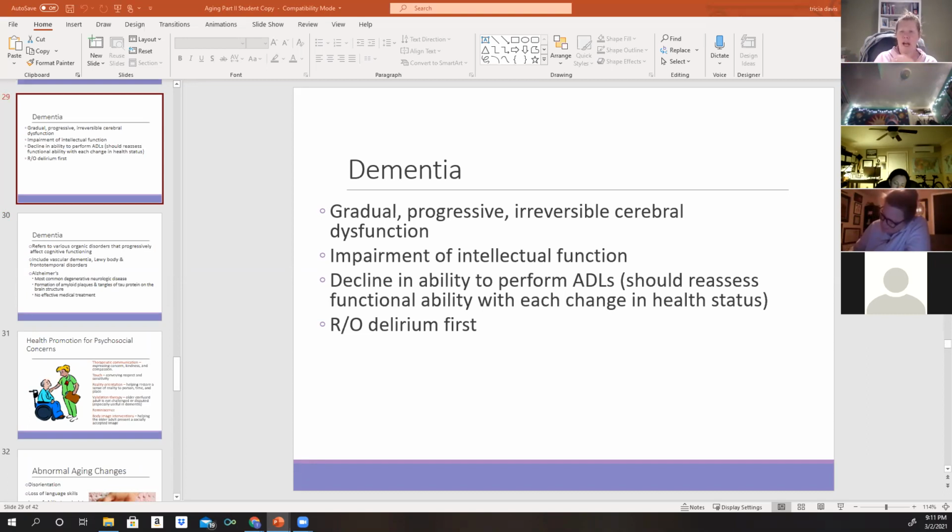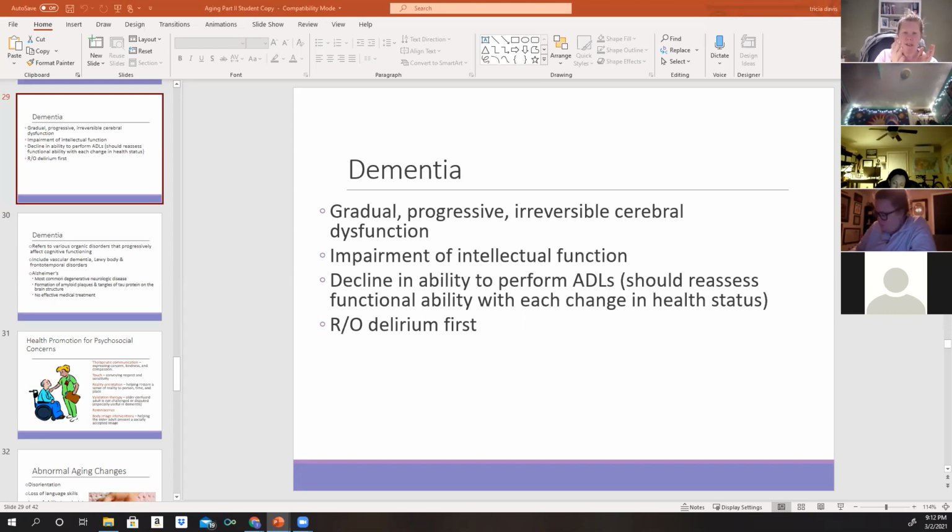As a healthcare provider, if you're working in a primary care facility, you're going to want to reassess their functional ability with each change in their health status, because you're eventually going to see this gradual change. So each time they come in with a loved one, you're going to want to assess their ability to perform certain things and compare it to a previous visit.